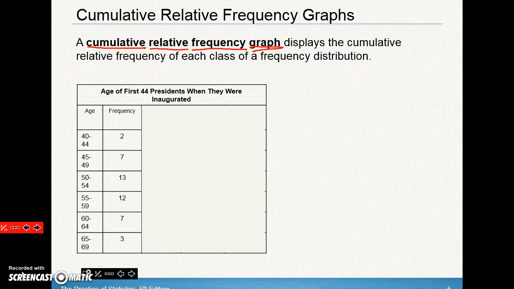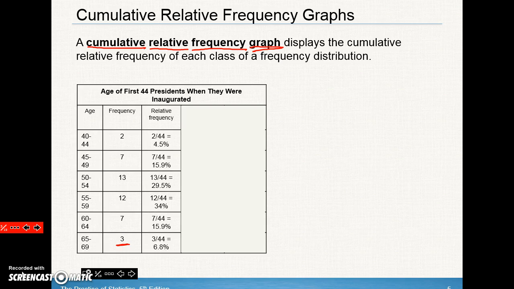So here we have a chart. This is actual data, the age of the first 44 presidents of the United States at the time when they were inaugurated, rounded to the nearest year. So we have 2 presidents between 40 and 44. I don't know if anyone knows who they are. The answers would be Teddy Roosevelt and John F. Kennedy, Teddy being the youngest. And all the way up to the oldest, which would be, we have in the oldest category Ronald Reagan and then a few others. All right, so there's our data, and those are frequencies, how many.